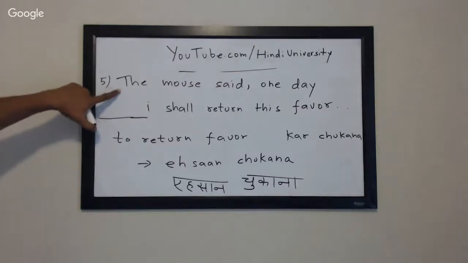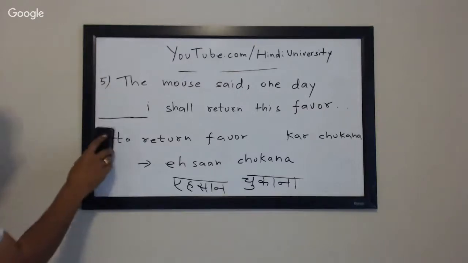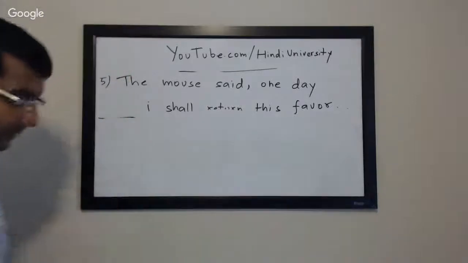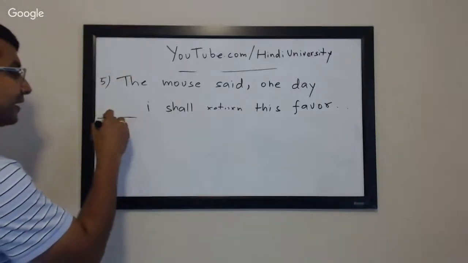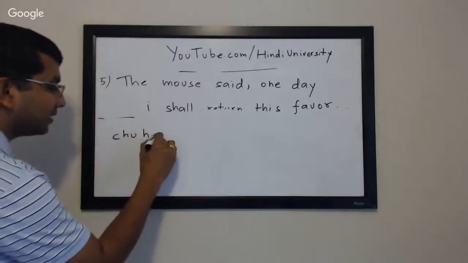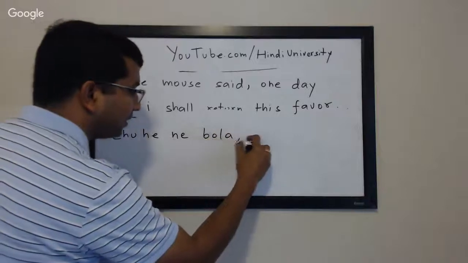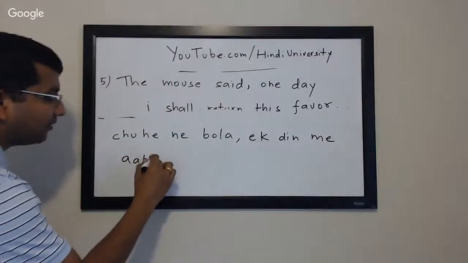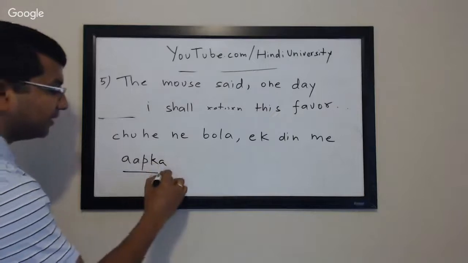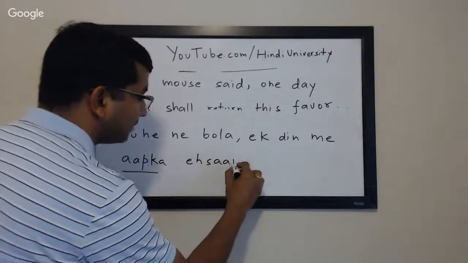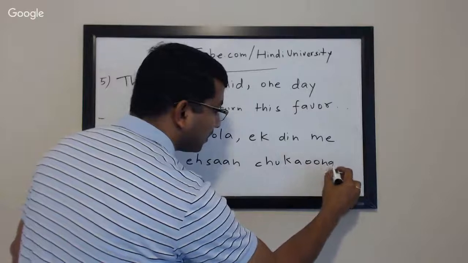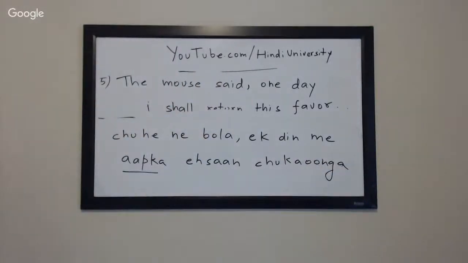Essentially you will still say the same, right? The mouse said, chuhe ne bola. More or less the sentence will remain exactly as what Alicia mentioned. Chuhe ne bola, ek din main aapka ehsaan, the word is not written your, it's basically main aapka ehsaan, and chukana becomes chukaunga. Okay, ek din main aapka ehsaan chukaunga, one day I will return your favor.